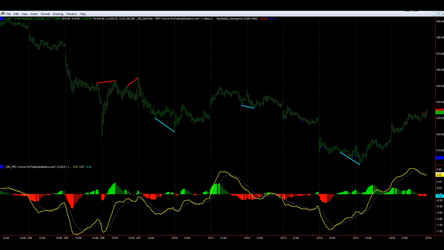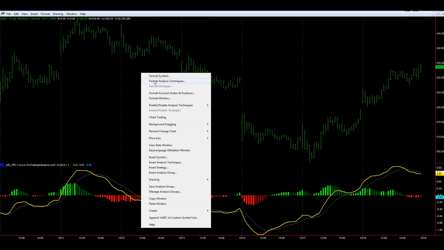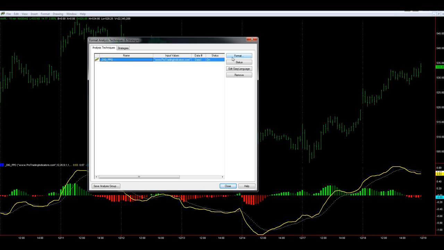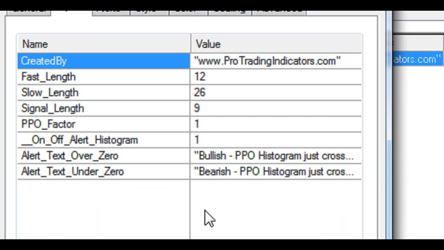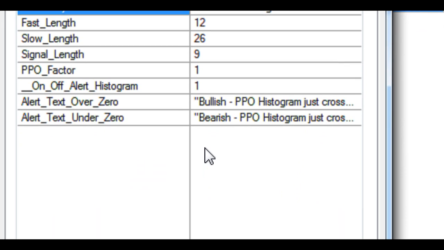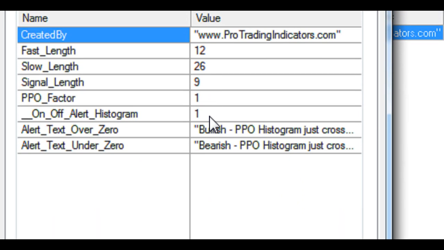And I actually haven't changed the settings across any of these issues, but we've got some inputs here I want to show. So to look at those inputs on TradeStation, I just right-click on the chart, find Format Analysis Technique, look at the PPO, select Format, and there's just a few inputs we can modify here. You have the fast and the slow length having to do with the oscillator, the signal length, again oscillator related, and then a PPO factor. And then you also have this alert, which is what you were hearing earlier. So 0 is off, 1 is on for the alert. And you can type in a specific message about the alert.